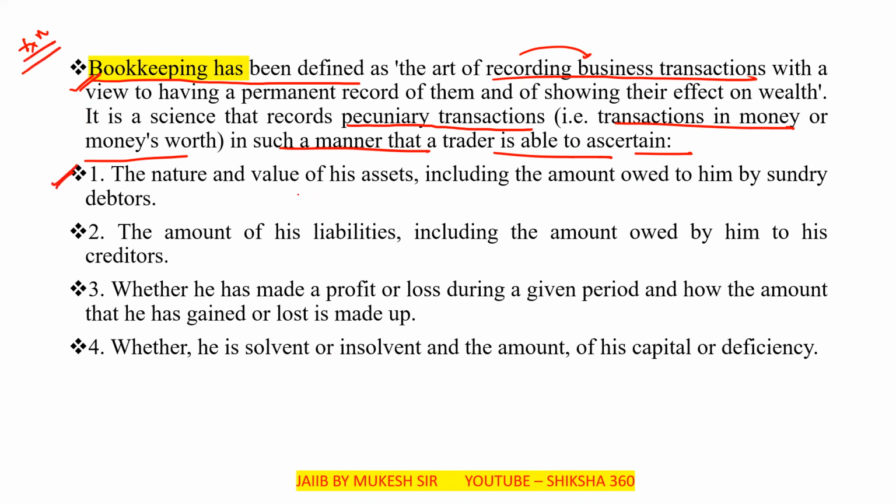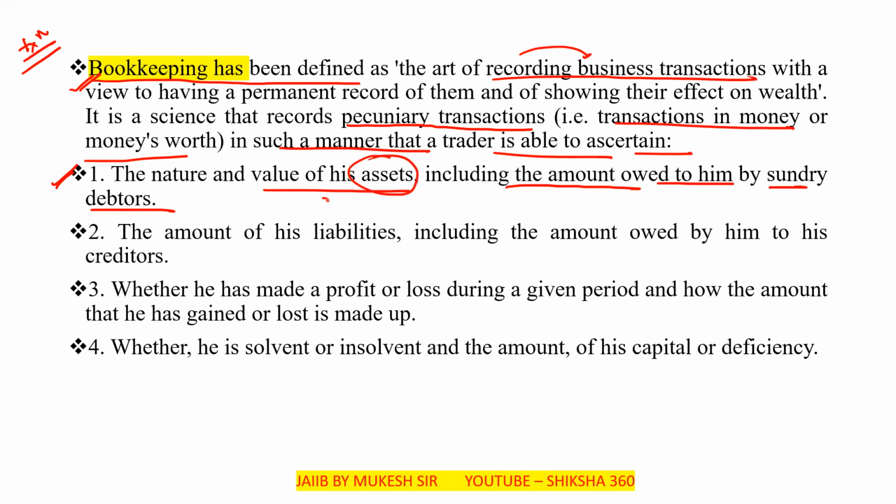First one is the nature and the value of his assets, including the amount owed to him basically by the sundry debtors. Next one is the amount of his liabilities, basically how much they have to pay.